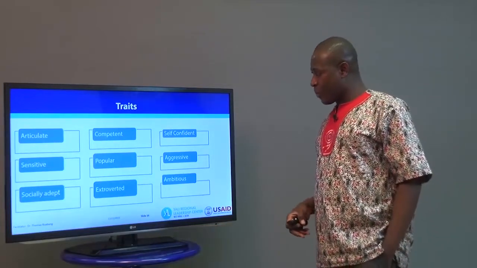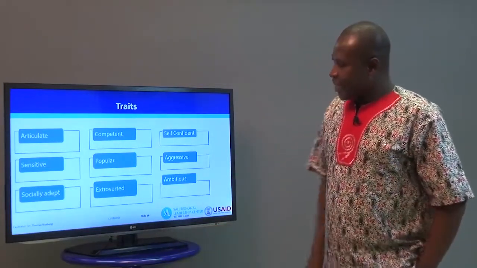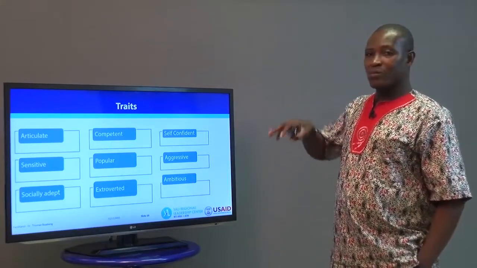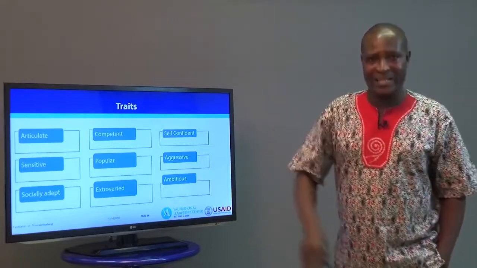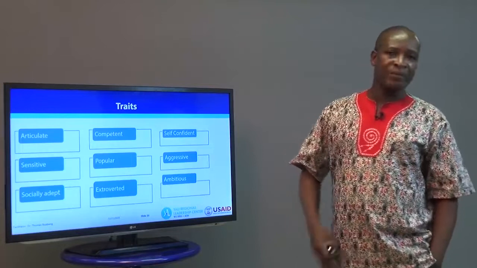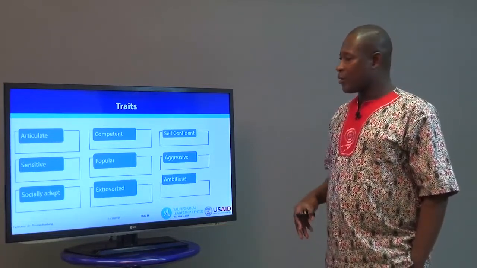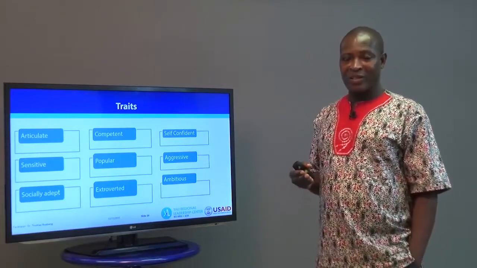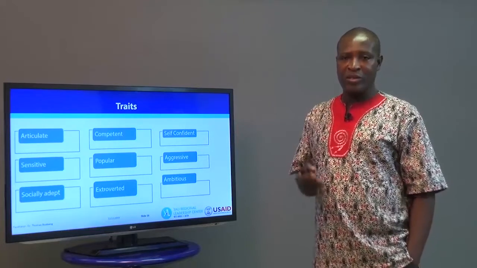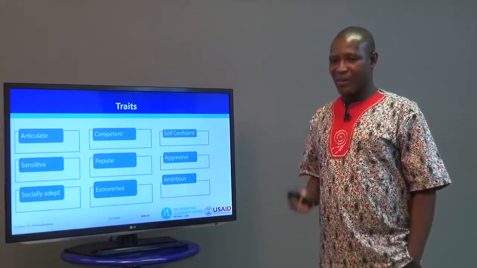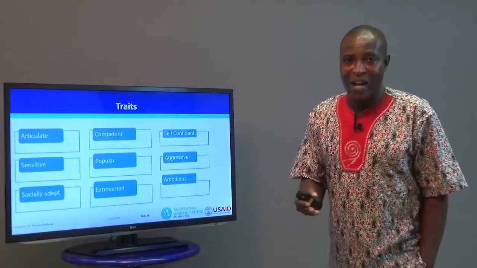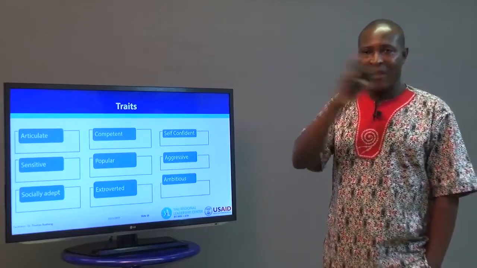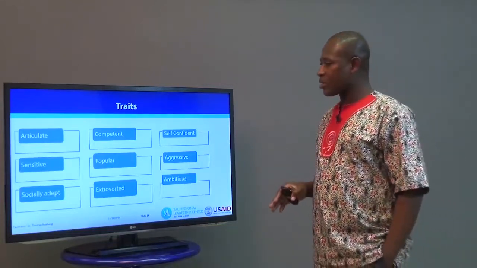These are specific character traits that people who are able to lead others by influencing them must have. One, articulate. If you want to influence people, you must be able to put your message across. There are some people who won't give you anything. They sit you down, and by the time you leave the place, whatever ideas you took there will have vanished.